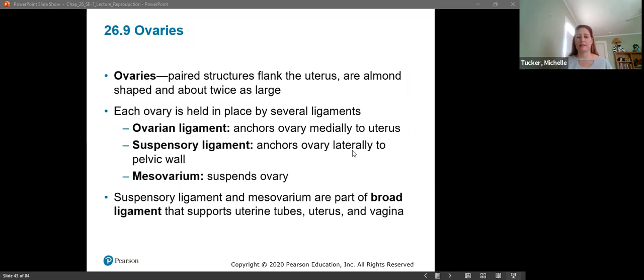The main ligament that is going to support the female reproductive system is called the broad ligament, because it will support multiple structures. We'll get to it more when we get to another diagram of the uterus, and it will show the broad ligament. But each ovary is held in place by several ligaments. The main ligament of the female reproductive system is going to be that broad ligament.